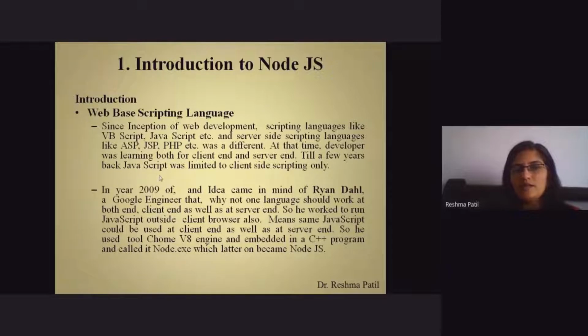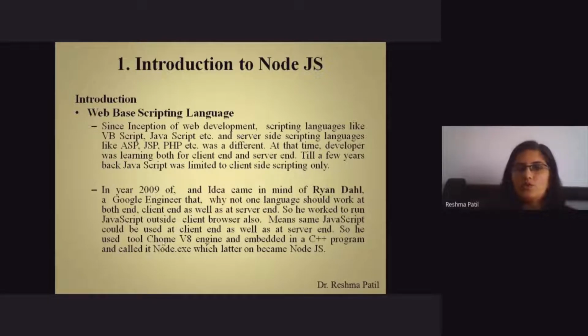In 2009, the idea came into the mind of Ryan Dahl, a Google engineer, that one language should work at both ends. Means there is no single language which works at both ends, client side as well as server side. So this idea came into his mind. He is a Google engineer. So he worked to run JavaScript outside the client browser also. Means now JavaScript should work at server side also. Means the same JavaScript could be used at client end as well as at server end.